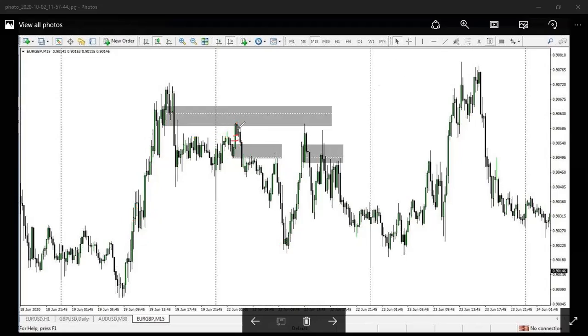To trap everyone who was buying up here. And this is the return to breaker. You would have sold here. So you would have sold here, then also buy here. But this would be more for advanced guys.